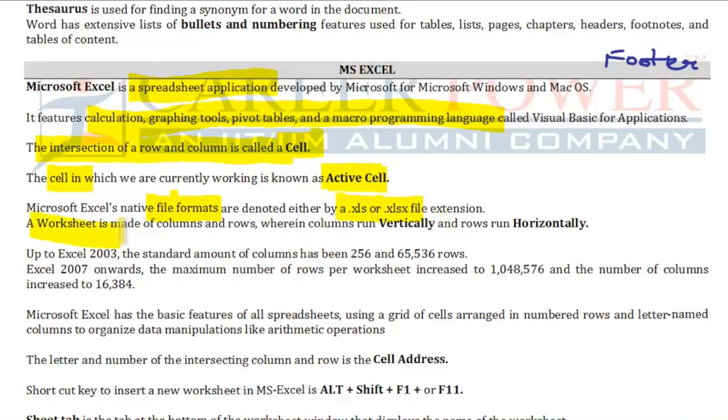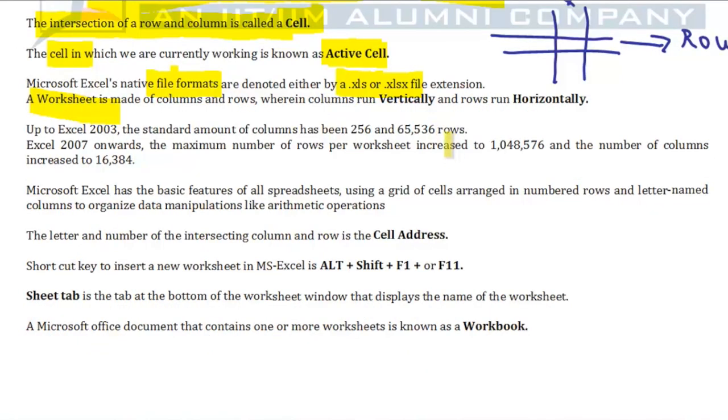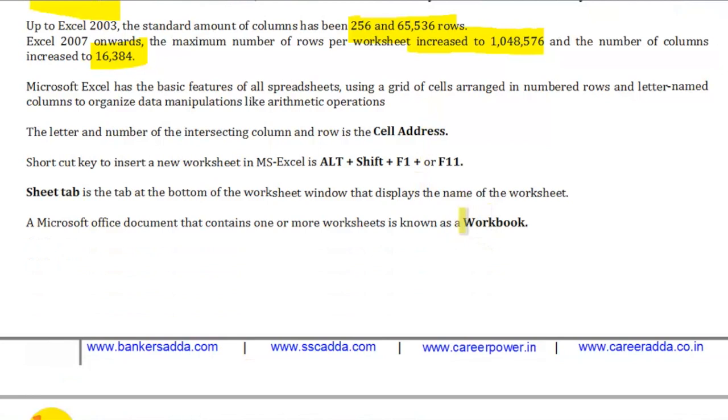Now, what is a worksheet? A worksheet is made up of columns and rows, where column is the vertical component and row is the horizontal component. Now here we have the maximum and minimum limit of the number of columns in an Excel sheet. They may ask you which among the following is the maximum number of rows an Excel sheet can have. Then there is a term called workbook. A Microsoft Office document that contains one or more worksheets is known as a workbook.